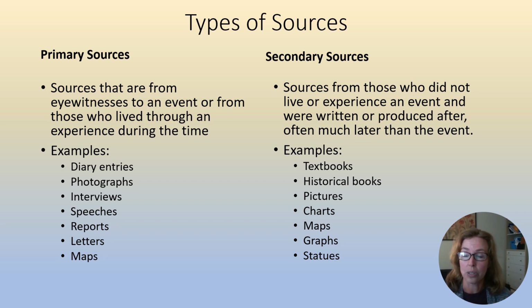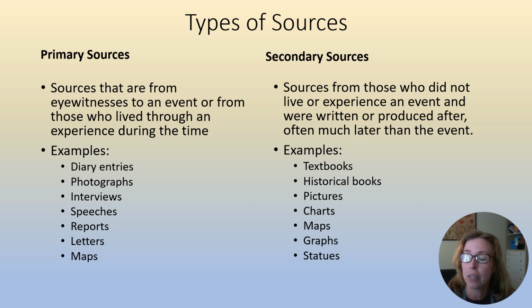Now, secondary sources are written works or even artistic works, whatever the case may be, that were produced after the fact, often much later. So it could be textbooks. If a textbook was published in 2022 or 2023 about something that happened during the Revolutionary War or the Civil War, that's a secondary source. There's a lot of time between what happened and now versus a primary source where if somebody was living through one of these wars or the suffrage movement or whatever the case might be.